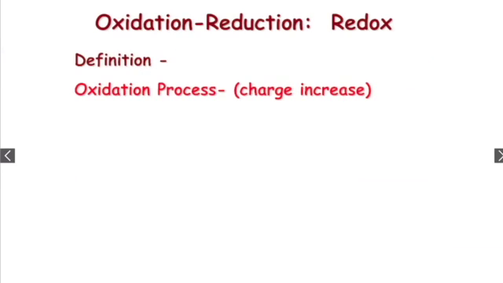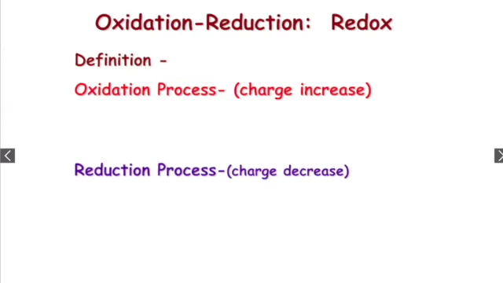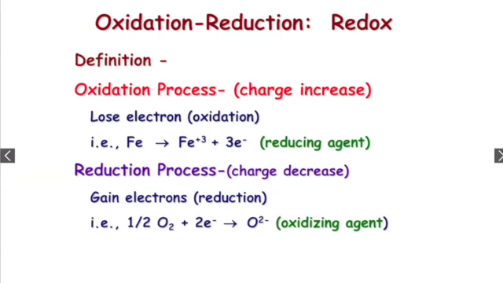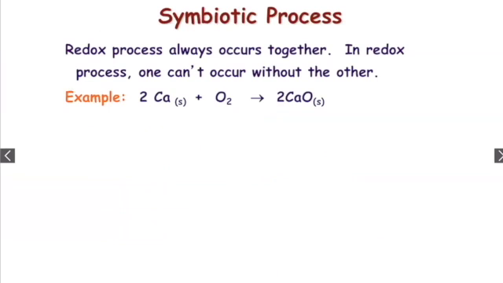So oxidation process, the charge increases; reduction process, the charge decreases. It's also called the reducing agent. The reduction process is also called the oxidizing agent, okay? It's a symbiotic relationship. If you're going to have an oxidation process, you're going to have a reduction process, because a species will not be able to get rid of its electron if there's no partner to accept it. A species will not be able to accept electrons if there's no partner to deliver it. So it's got to be a symbiotic relationship. You cannot have one without the other.